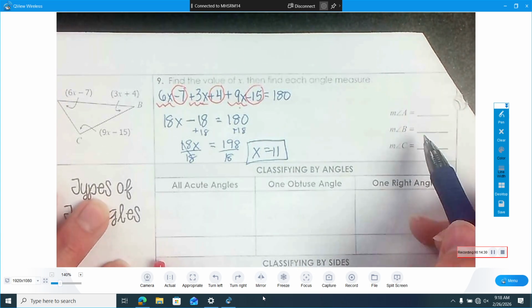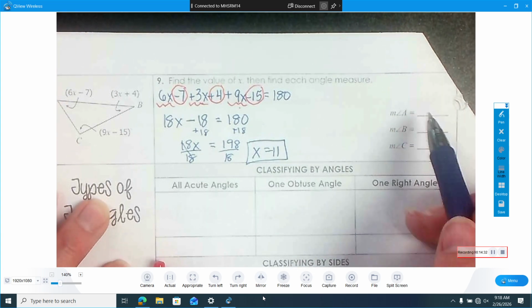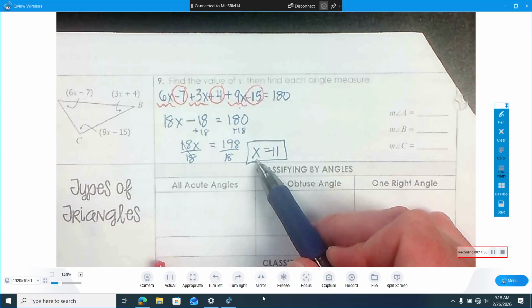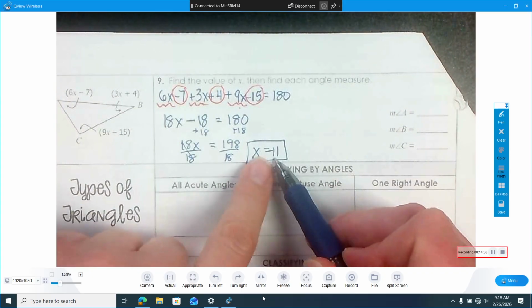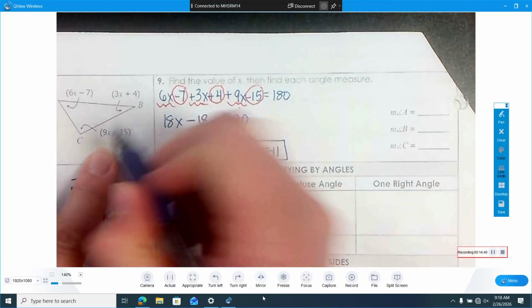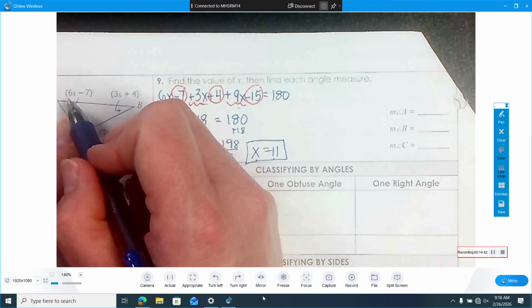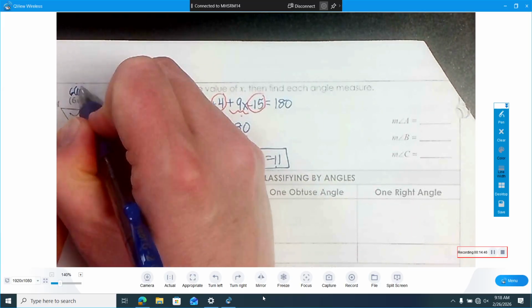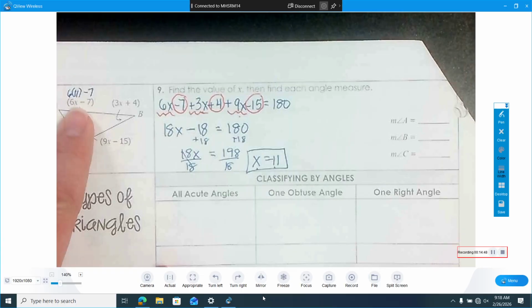No. What do they want us to do? Find the actual angle measures. This is just the value of x. It's not actually the degrees. So we need to take the value of x and plug it into each of these. So I'm going to go here, and in my calculator, I just get to do 6 times 11 minus 7. So I'm plugging in my 11.